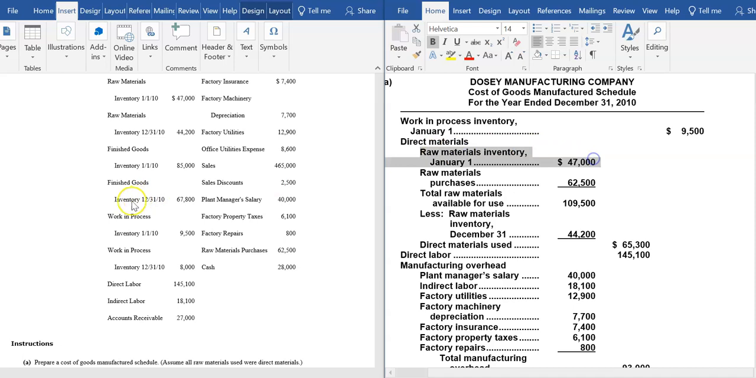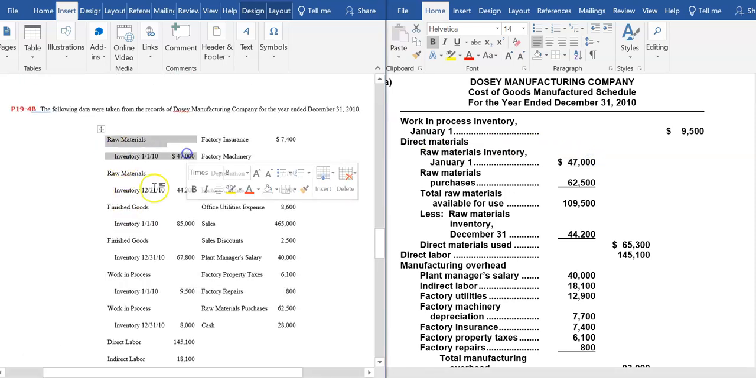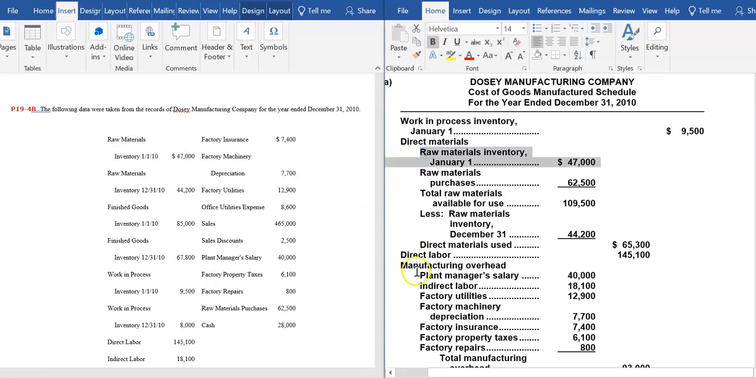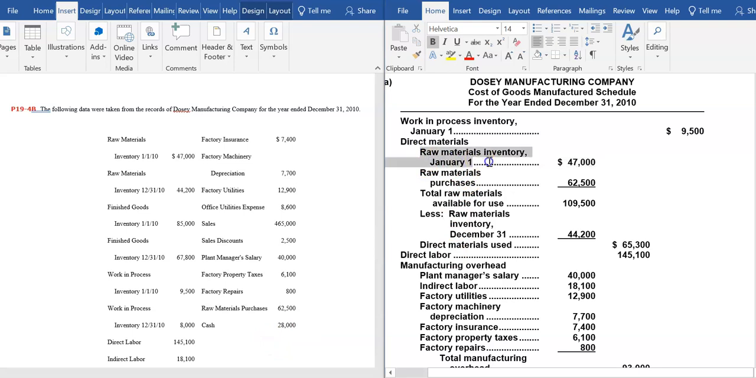The beginning raw materials balance of $47,000. The amount added to our raw materials during the period is the amount of raw materials purchased. Total raw materials purchased during the period were $62,500. If I add the amount of purchases to the beginning balance of raw materials, that tells me the total amount of raw materials that were available for use in production.